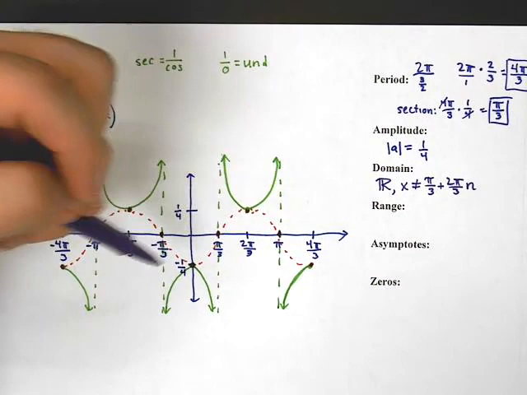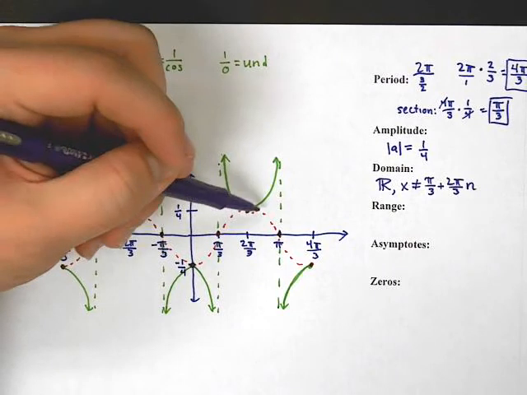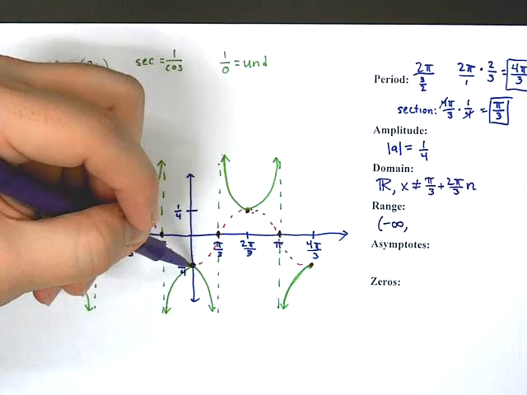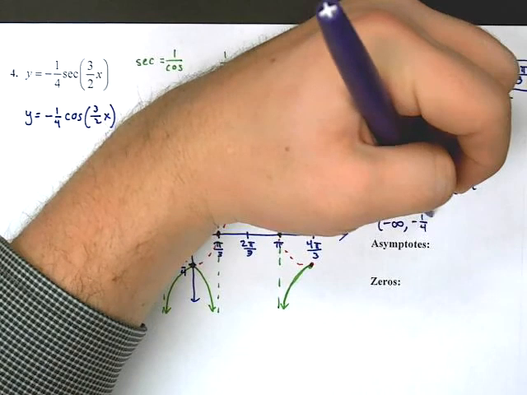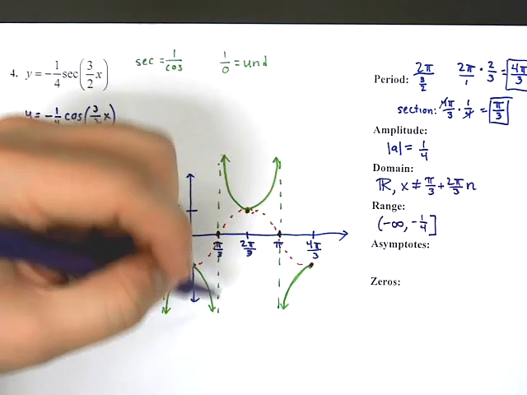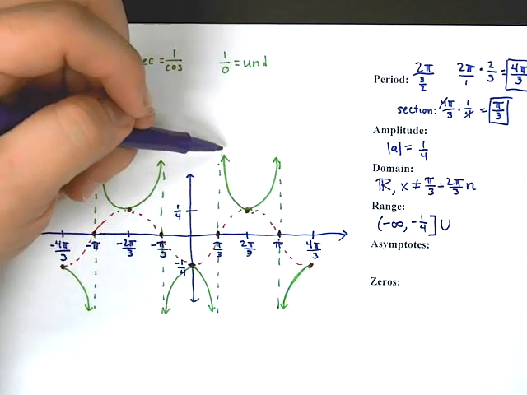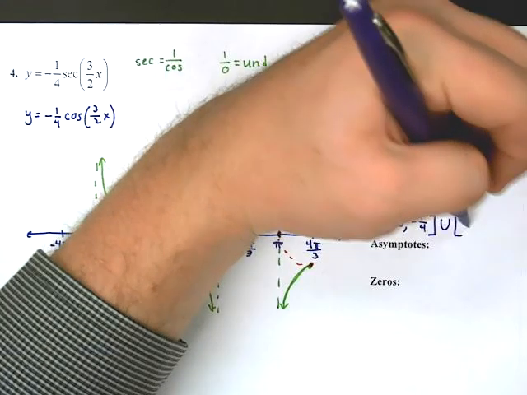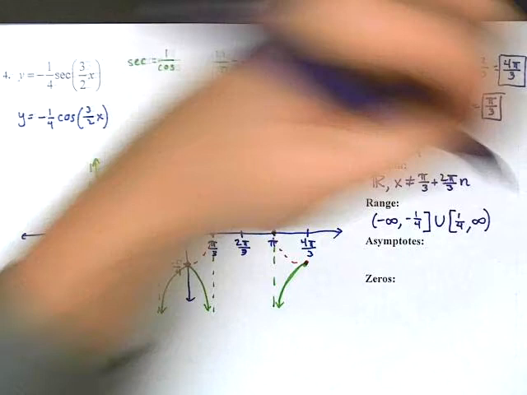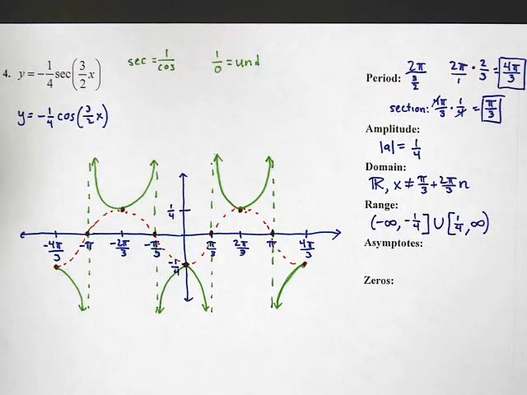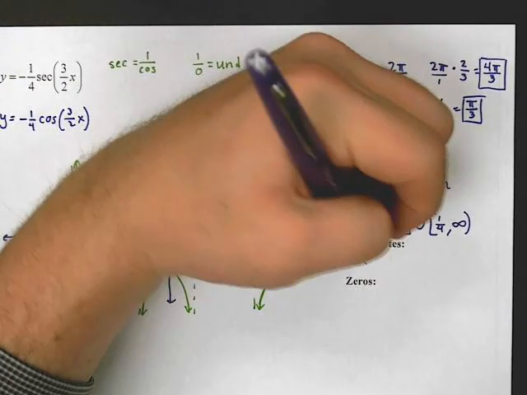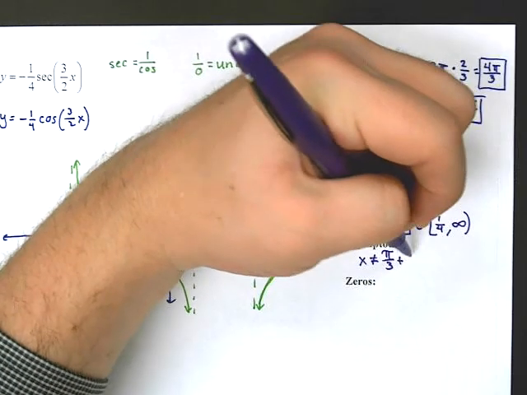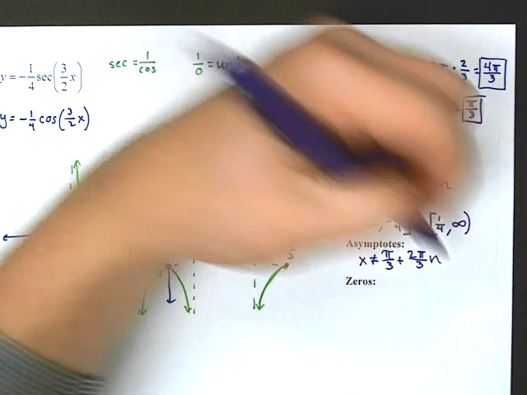Range, once again, it's actually everything but the middle here. So I'm going from negative infinity all the way up to negative 1/4, bracket, but then I go back down, and then what happens? I pick up at positive infinity and come down to 1/4, and then back up. So 1/4 to infinity. Asymptotes we already did. Our rule was the first one plus the pattern or the rule. We got it.